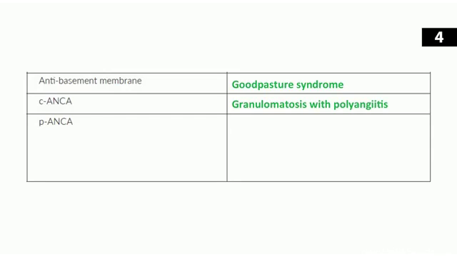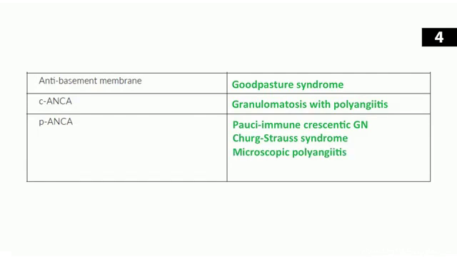And then P-ANCA antibodies are seen with a type of glomerulonephritis called pauci-immune crescentic glomerulonephritis. They're also seen with Churg-Strauss syndrome and a type of vasculitis called microscopic polyangiitis.